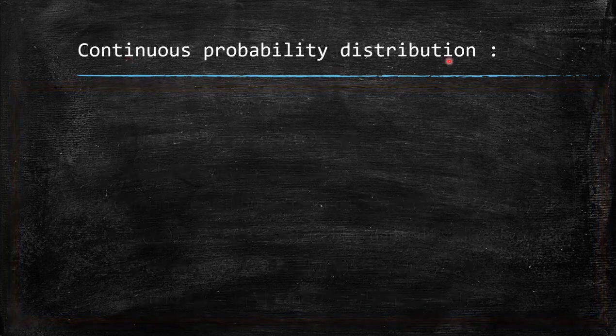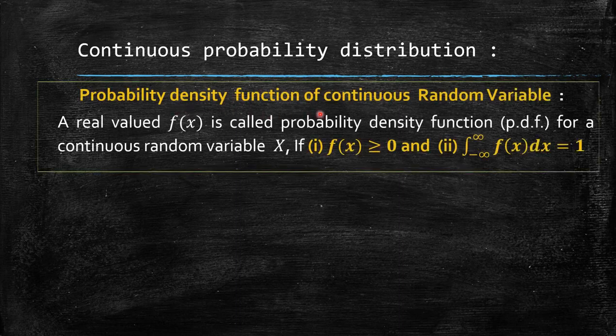Next, continuous probability distribution. Now let me first define the probability density function for continuous probability distribution. As all of you know, for discrete probability distribution, the probability function p of x satisfies two conditions: p of x non-negative and summation of p of x must be equal to 1. Similarly here, a real valued f of x is called probability density function or PDF for CRV x if it satisfies these two conditions.